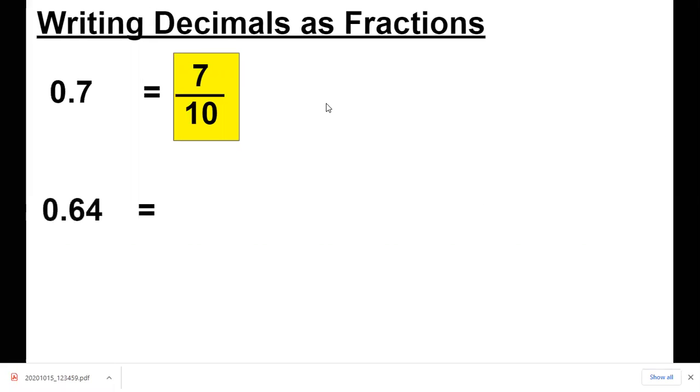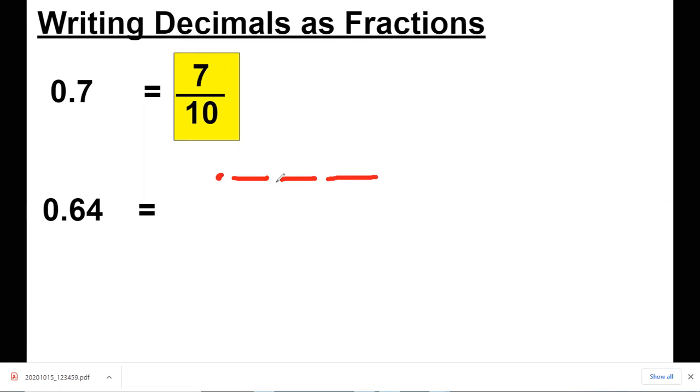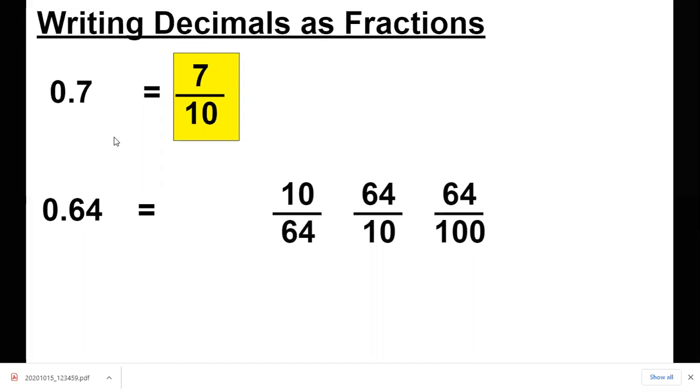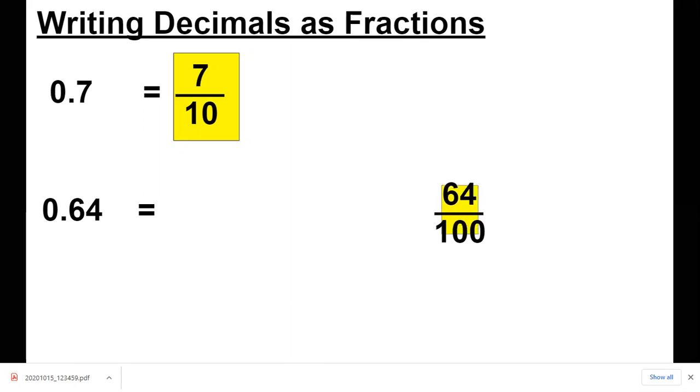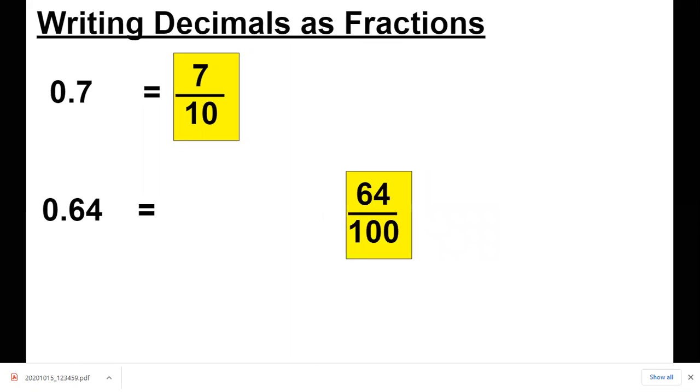The top number are the digits in your decimal, 7. Try another one. 0.64. How would you say that number? Well, we're going to do our place values. We have tenths, hundredths, and thousandths. Let's put our number in there. It lands in the hundredths spot. That's 64 hundredths. So let's see which one could be our possible choices. Which one would it be? Not that one. Not that one. 64 hundredths.